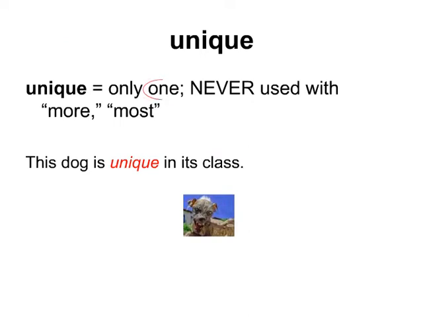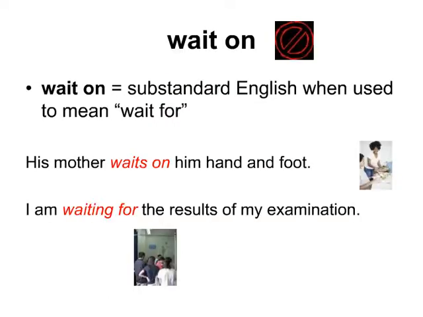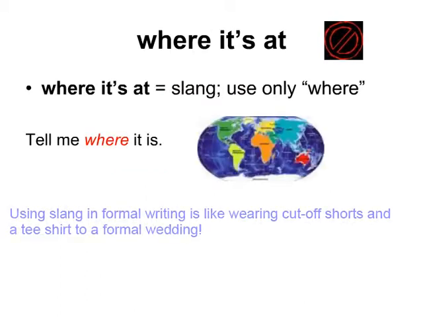Do not use unique with any modifiers. Wait on is a substandard substitute for wait for. Wait on is appropriate only when people give service to others. Where it's at is a slang expression.